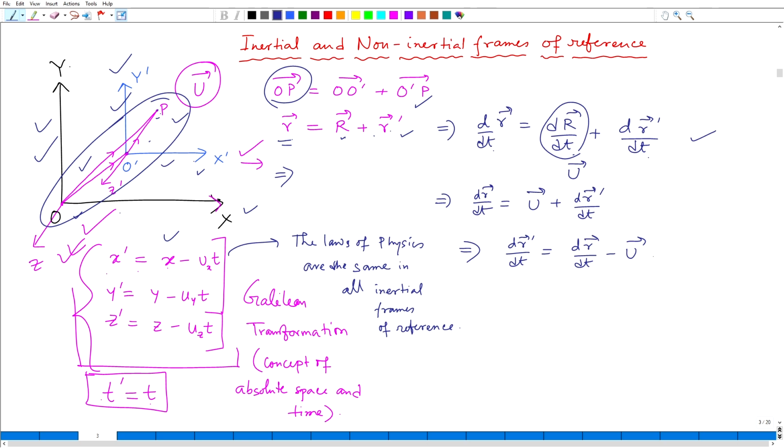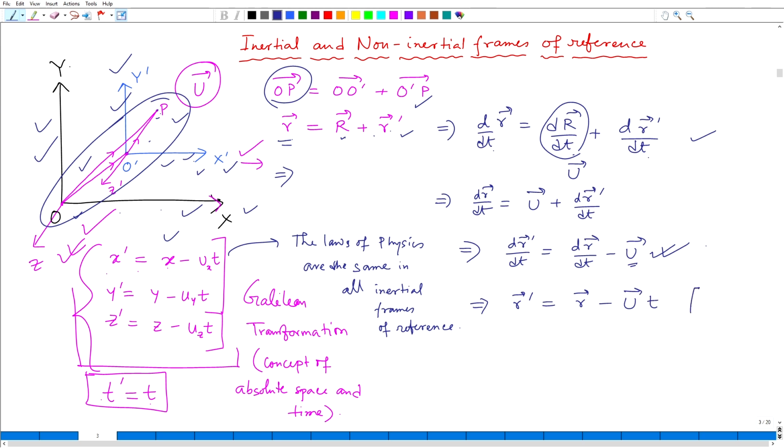And now, if you assume that this u is constant, then only you can say, okay, if this one is an inertial frame of reference, and u is a constant, that means this is another frame of reference which is moving with respect to an inertial frame of reference with a uniform relative velocity. That means the second one is also an inertial frame of reference, and I can then connect the positions like this.